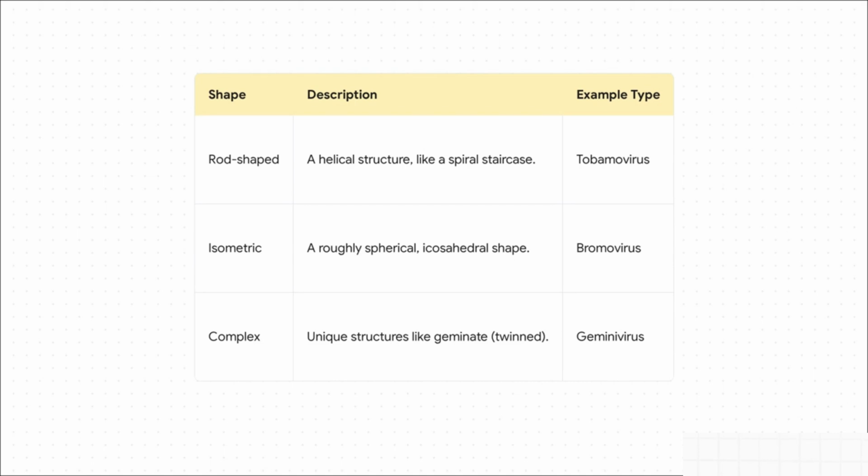And these self-building shells come in a few basic shapes. You've got these cool rod-shaped ones that look like a tiny spiral staircase. Then there are the isometric ones, which are basically these super efficient 20-sided shapes that look a lot like a soccer ball. And then you get the really weird ones, the complex ones like Gemini viruses, which are literally 2 of those soccer balls fused together. It's all about what shape works best for the job.